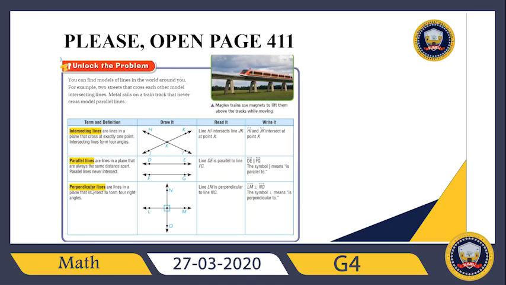So what about perpendicular lines? They are lines in a plane that intersect to form four right angles. They are a kind of intersecting lines, but when they cross, they also construct four right angles. Remember how I can show it like this. So if I want to show it, I can say line LM is perpendicular to line NO. I need to use this symbol.